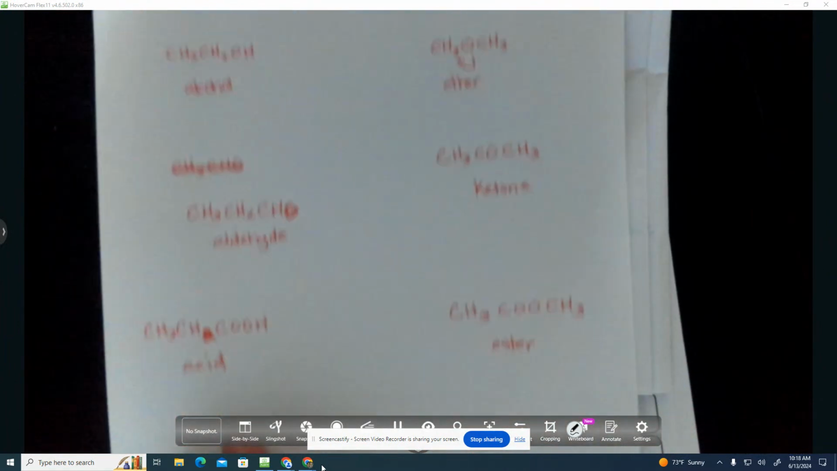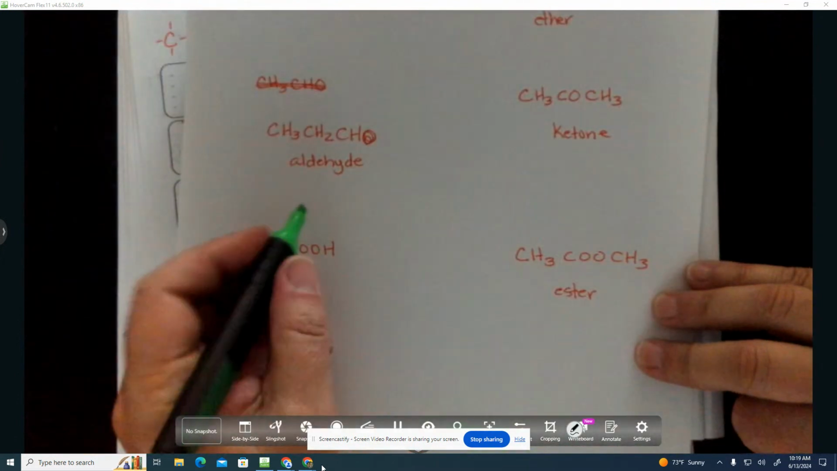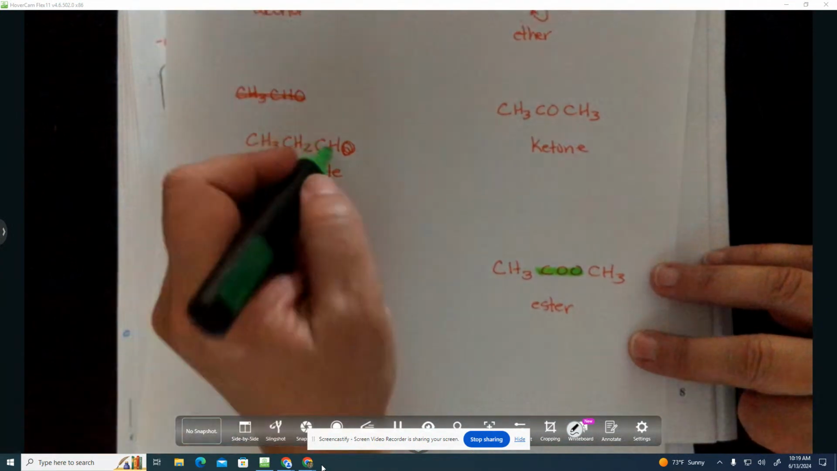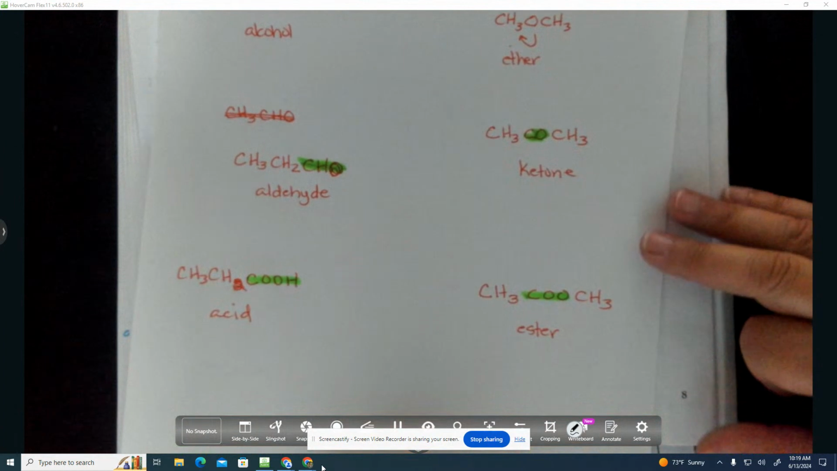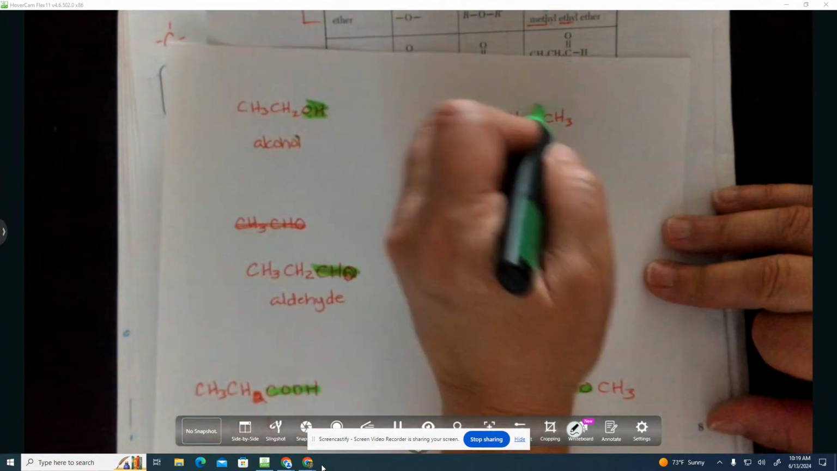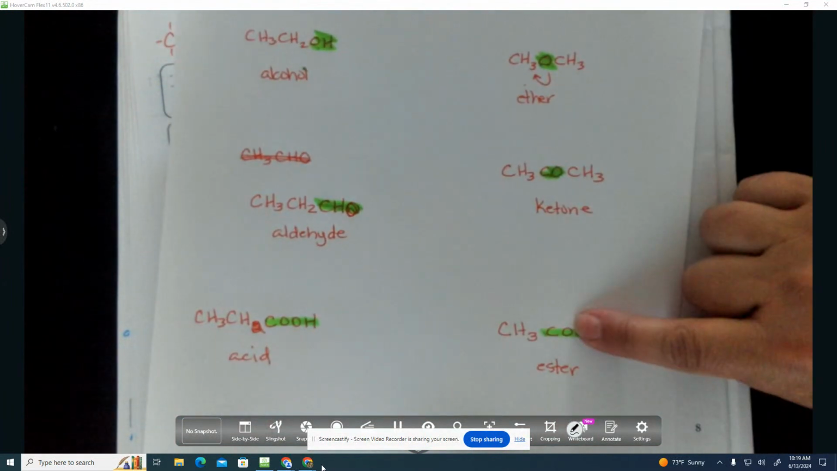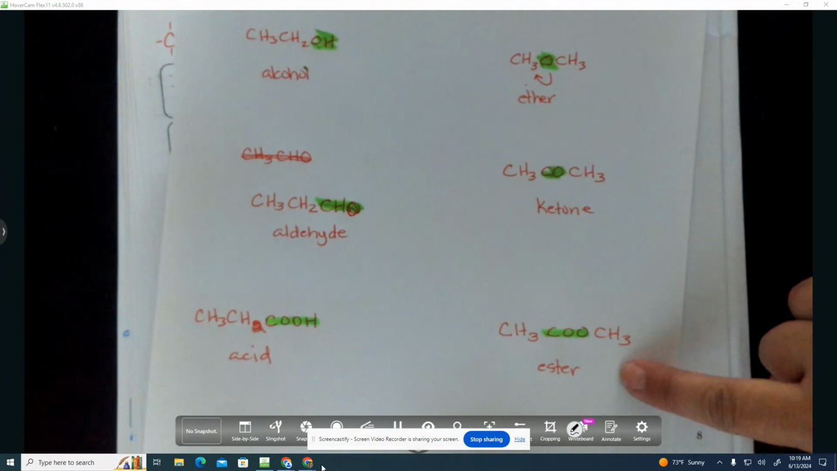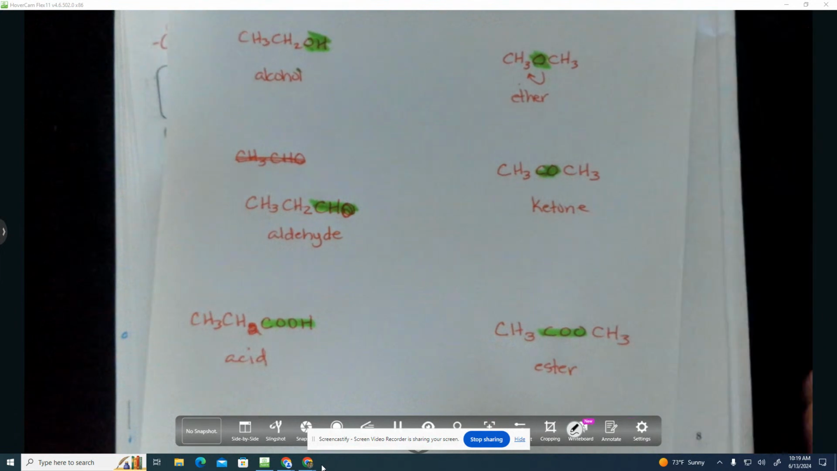When you have COOH at the end, you have an acid. When you have the COO in the middle, you have an ester. When you have CHO at the end, you have an aldehyde. When you have a CO in the middle, you have a ketone. When you have an OH at the end, you have an alcohol. When you have an O in the middle, you see the difference between these guys? Okay? Ether, just the O. Ketone, CO. Ester, COO. When you were looking at a condensed structural formula, that's what you're looking at.